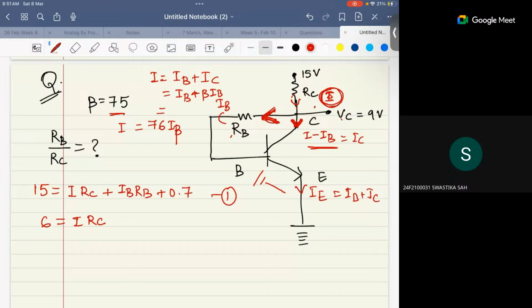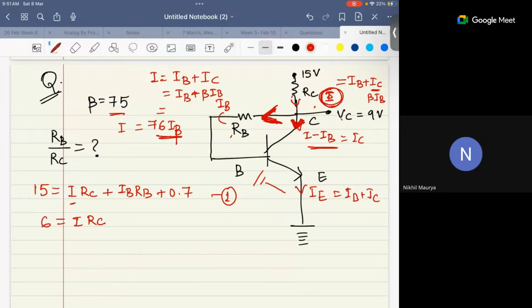This I value is getting bifurcated as some base current and some collector current. This is IB plus IC. What is the formula for IC? IC is beta times IB. So altogether I is equal to beta plus 1 times IB. Beta is 75, so 76 IB. Is it clear to everyone? Yes, sir. Okay. So now in the first equation you replace I with 76 IB.